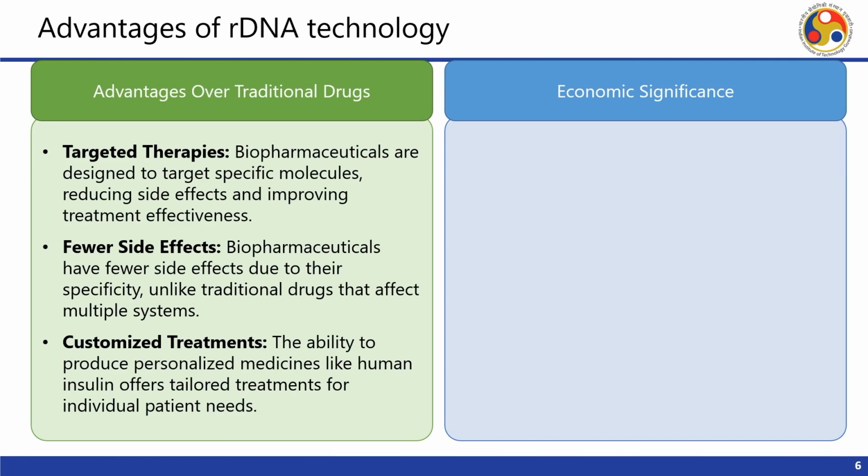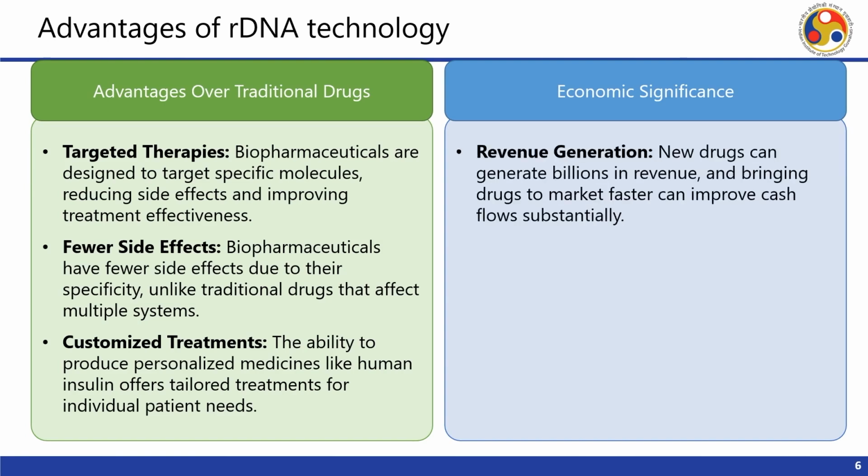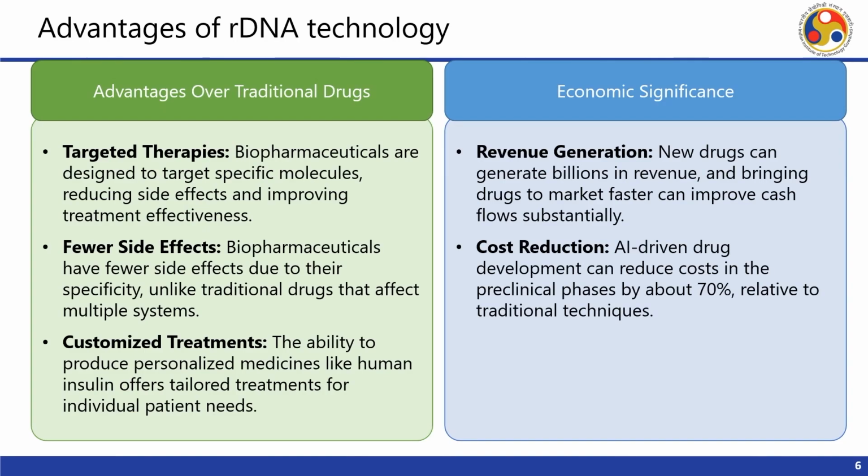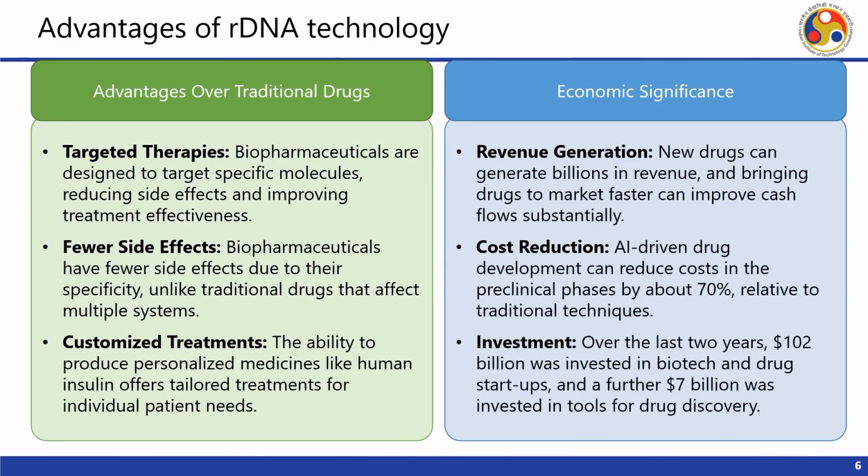And then there is also economic significance. For example, in the case of revenue generation, new drugs can generate billions in revenue, and bringing drugs to market faster can improve cash flows substantially. Then we can also go for cost reduction. For example, AI driven drug development can reduce costs in the preclinical phases by about 70% relative to traditional techniques.